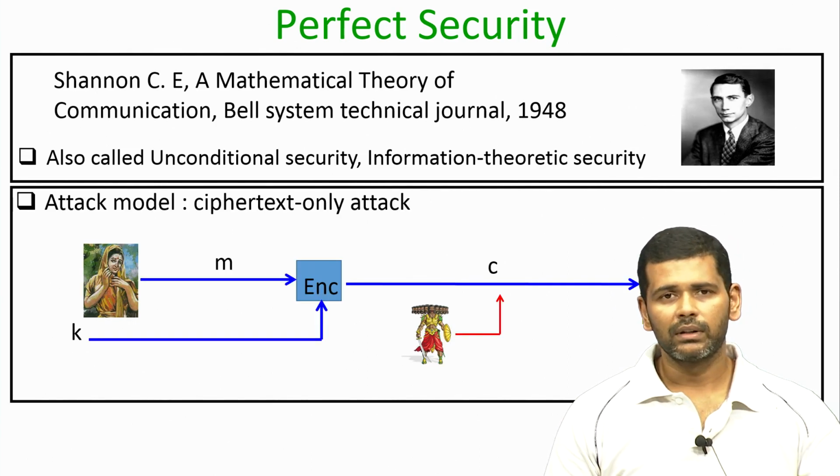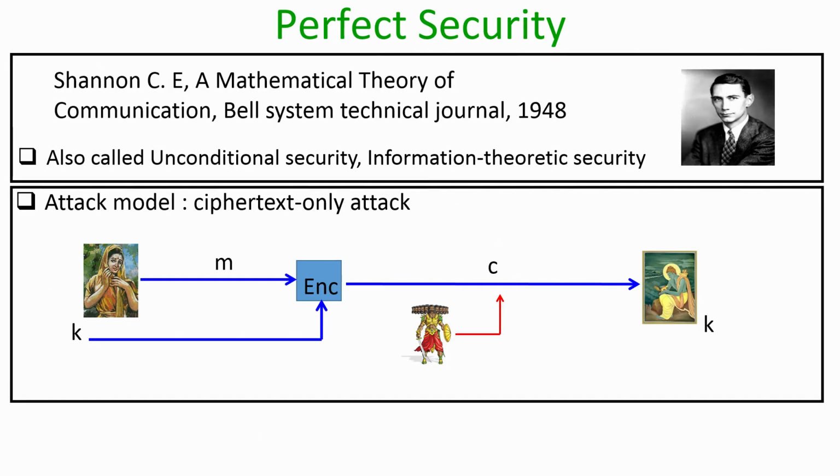The attack model considered in the definition of perfect security is the ciphertext only attack model, where we assume that we have a sender and a receiver who have agreed upon a random key value k, and that the sender has encrypted a single message m using a publicly known encryption process under that key k, and the ciphertext has been intercepted by the adversary.